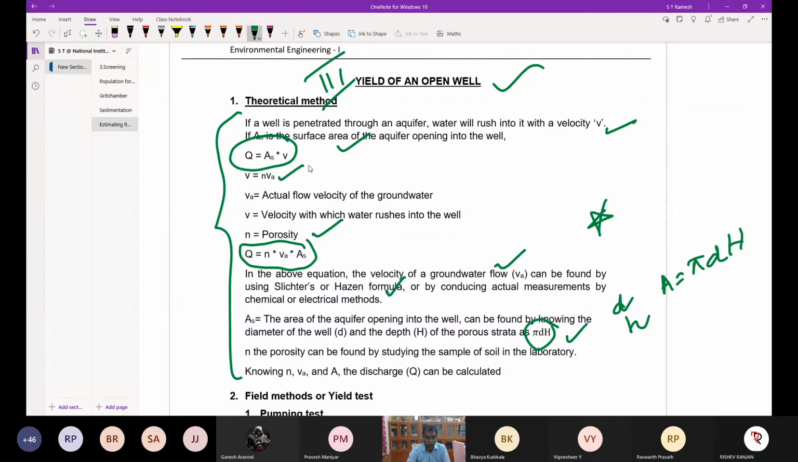Pi d h I can calculate, and the porosity of the soil can be found out by studying the sample of soil in the laboratory. You would have seen in soil mechanics how to find out the porosity of the sample. So knowing the values of n, Va and As, you can calculate the Q value. So this is the theoretical method. Is it fine?